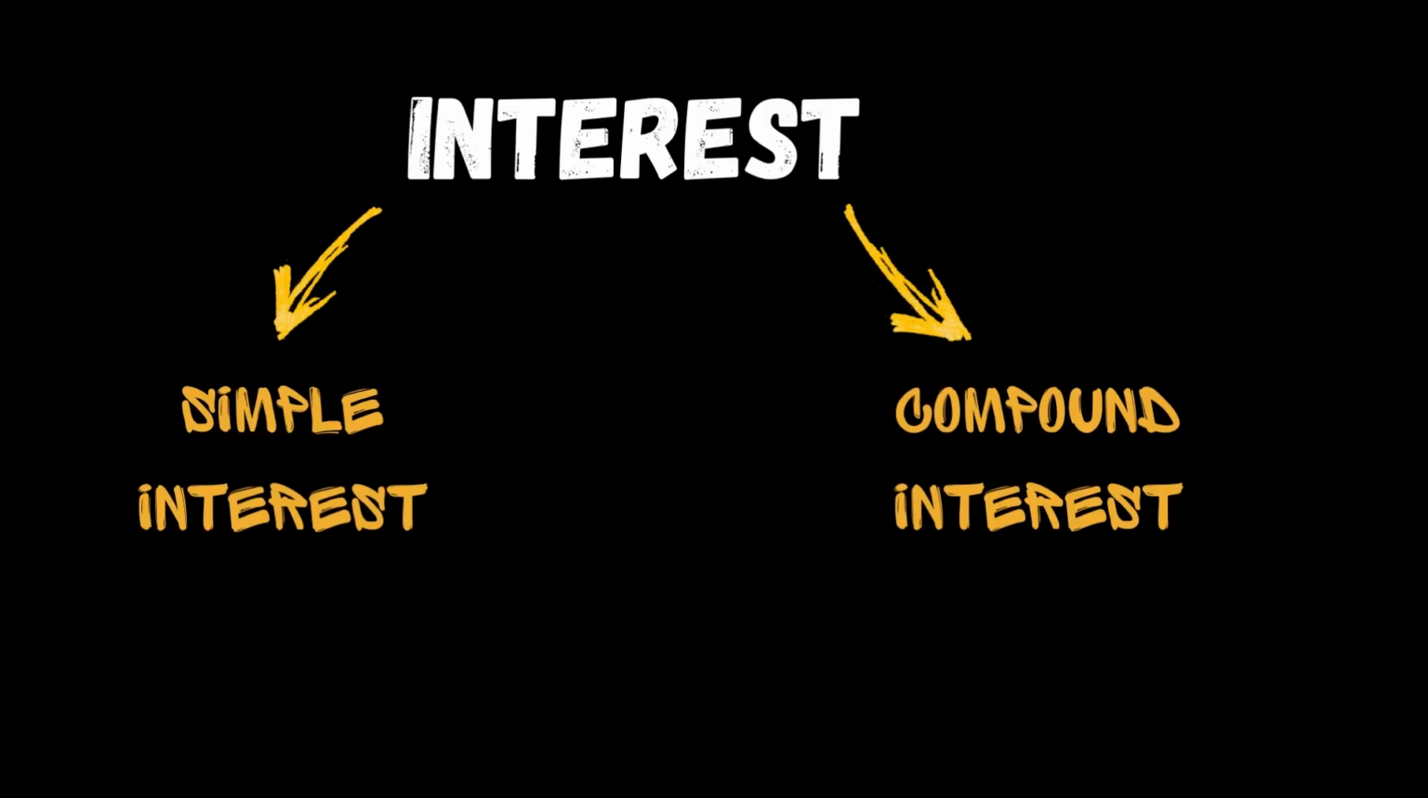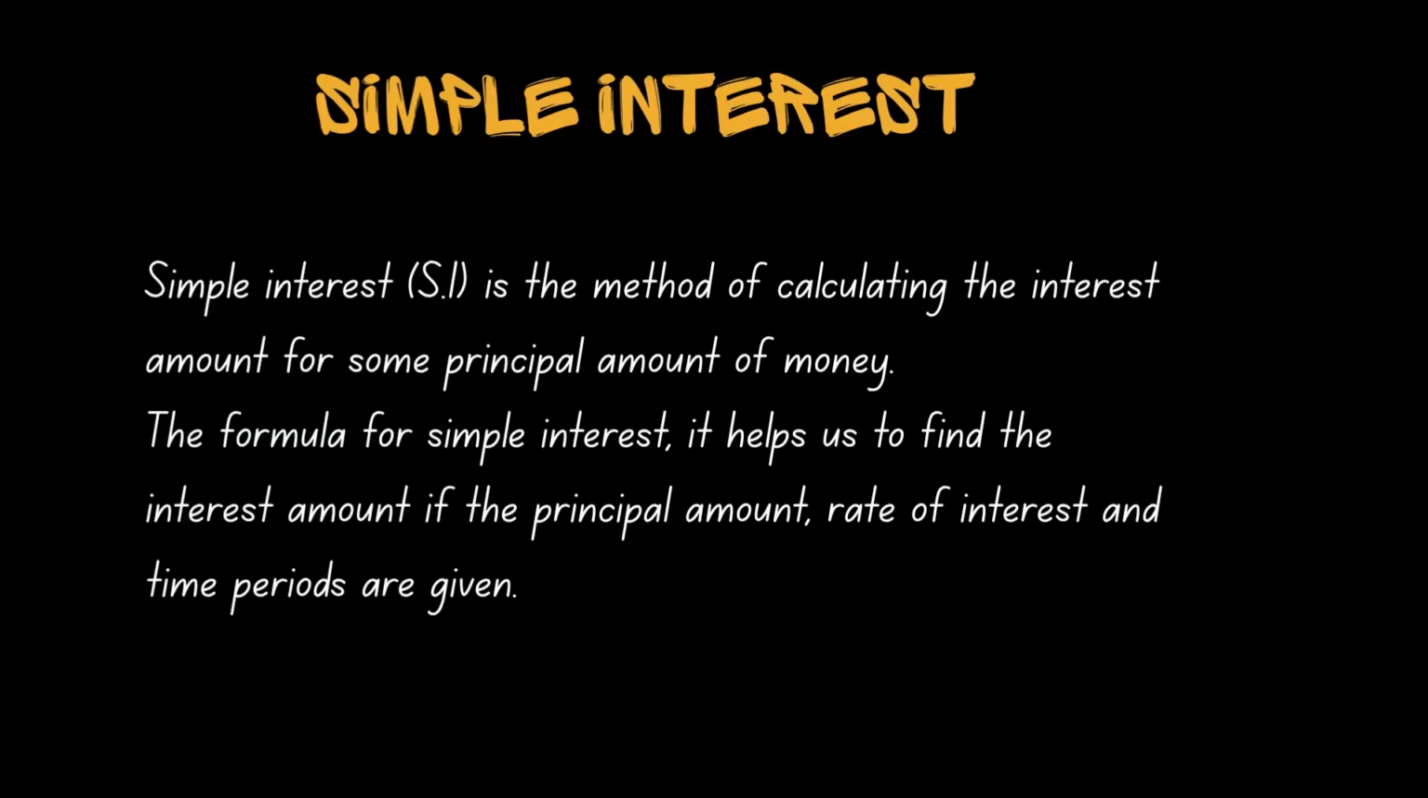There are mainly two types of interest. The first is simple interest and the second is compound interest. Simple interest is the method of calculating the interest amount for some principal amount of money. The formula for simple interest helps us to find the interest amount if the principal amount, rate of interest and the time period are given.